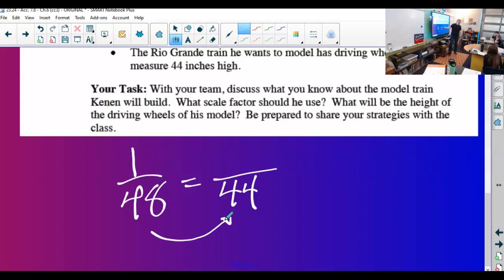We do 44 divided by 48, because we're trying to figure out what to multiply by. 0.916 repeating. So, that is essentially what we're going to get on top.